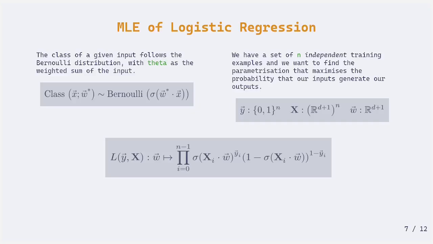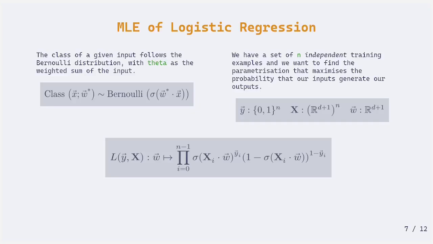And if we have n independent training examples, and we want to find the parameterization that maximizes these, we just need to plug in the sigmoid, sigmoid of our input dot product our weights, into this Bernoulli distribution formula and take the product of everything together to get the likelihood function for y output examples and x matrix input examples.